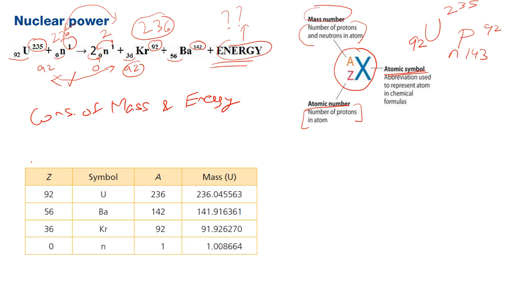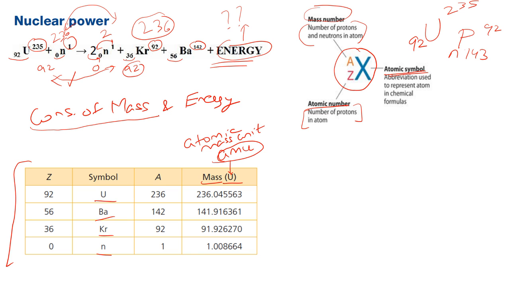So if you consider this particular table, you have the different atoms, uranium, barium, krypton and the neutron, and the masses of these atoms are given to you in terms of U. Now U here stands for AMU, and this is called the atomic mass unit. So do one thing, just to check if this reaction is following the conservation of mass, take the left hand side. On the left hand side you have one uranium and one neutron.